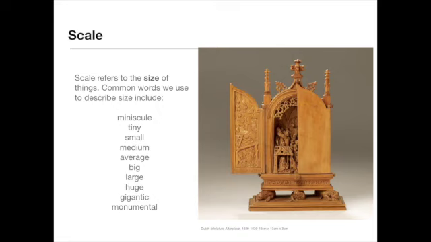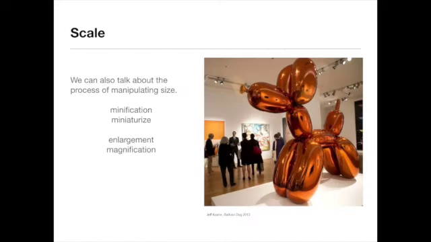monumental. You could even say something is gargantuan, right? We have these terms to describe the size of the things that we can observe. We can also talk about how we manipulate size. And in this case, we see Jeff Koons' balloon dog sculptures. And when we think of balloon animals, they're handheld objects that we often get at parties or at carnivals.